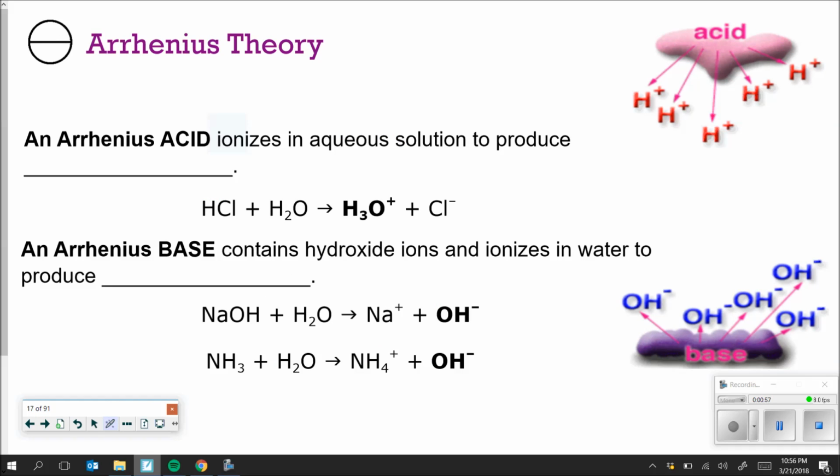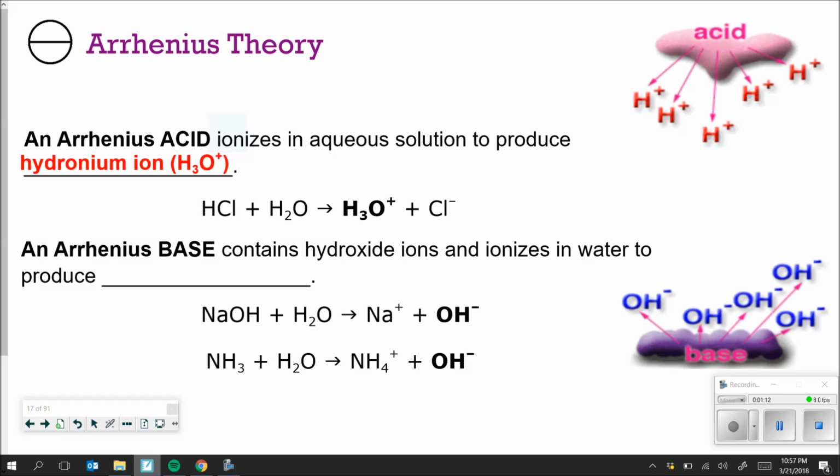So we're going to start by talking about Arrhenius' theory. An Arrhenius acid is going to ionize in an aqueous solution to produce the hydronium ion or the hydrogen ion, whichever you prefer. So we've got hydrochloric acid, again, reacting with water to form hydronium and chloride.